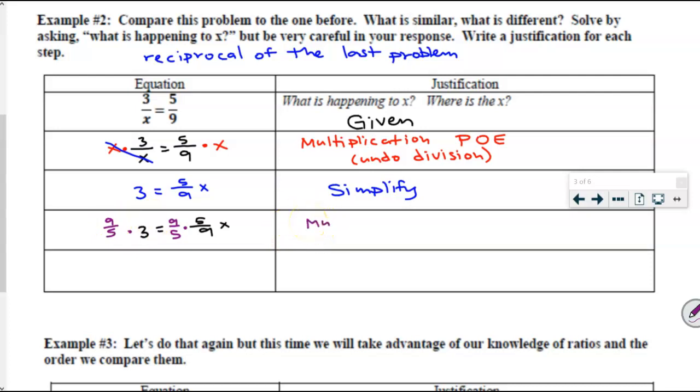What says that I can do that? Multiplication property of equality. However, we're choosing multiplication to get rid of multiplication because we're using the multiplicative inverse. So I want to include that as well. Multiplicative inverse. Nice job, Gideon.